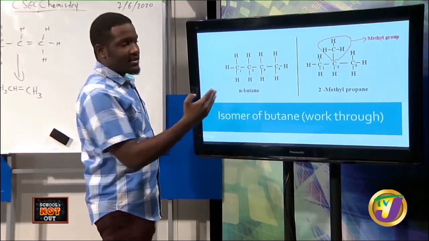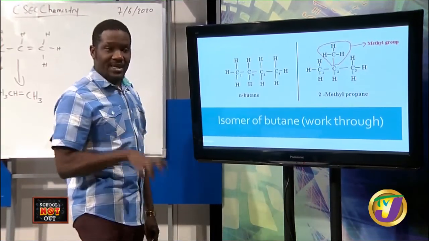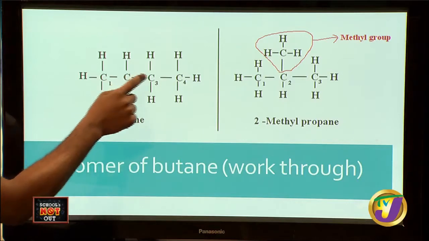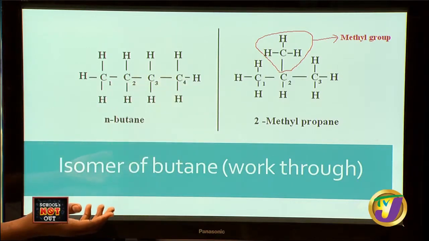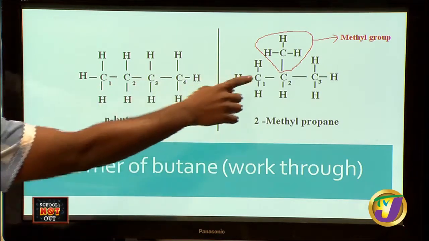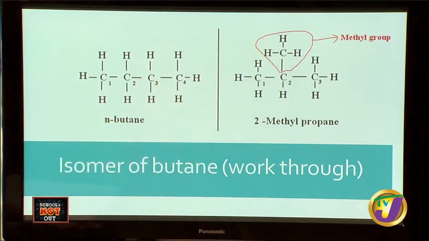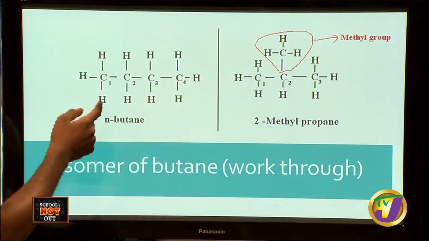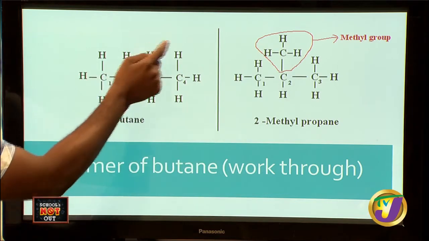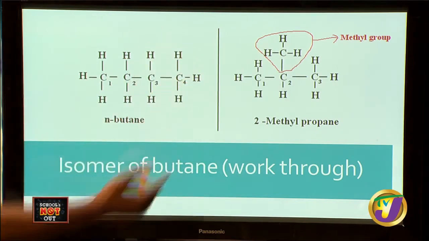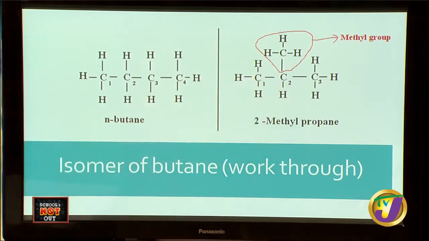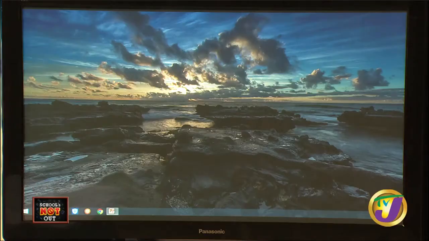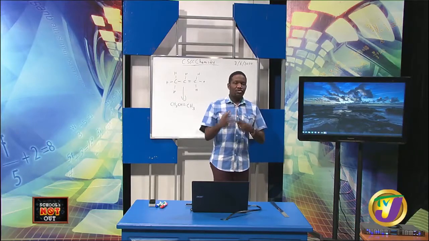If you realize, both of these have the same molecular formula, because it has 1, 2, 3, 4 carbons, and then 1, 2, 3, 4 carbons, and it would have 1, 2, 3, 4, 5, 6, 7, 8, 9, 10 hydrogens, the same 10 on this side. So they have the same molecular formula. But the only way alkanes can form isomers is by branching.